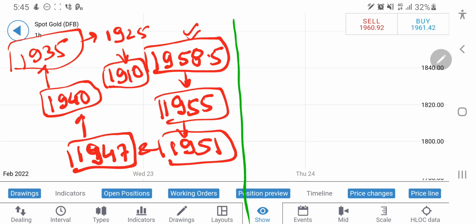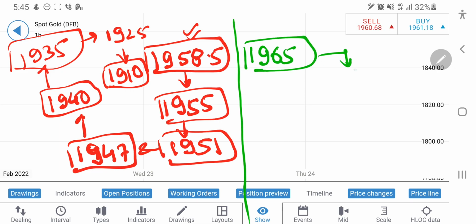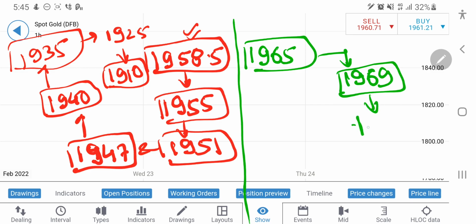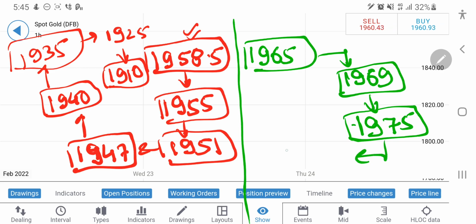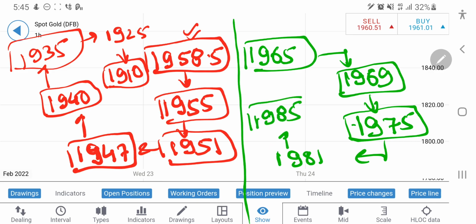Also, now take a long entry at 1965. Here you can expect it to hit 1969, rather, I will say, and after 1969 it may try to hit 1975 levels. Beyond that, if it breaks 1975, definitely it will try to hit 1981, 1985 and 1991. So these are markets, anything is possible.